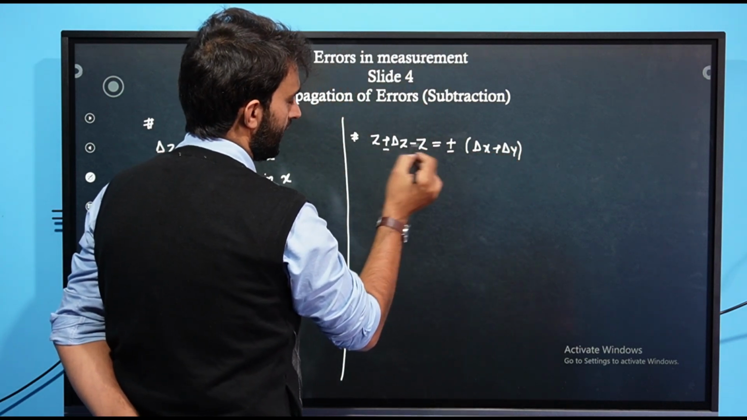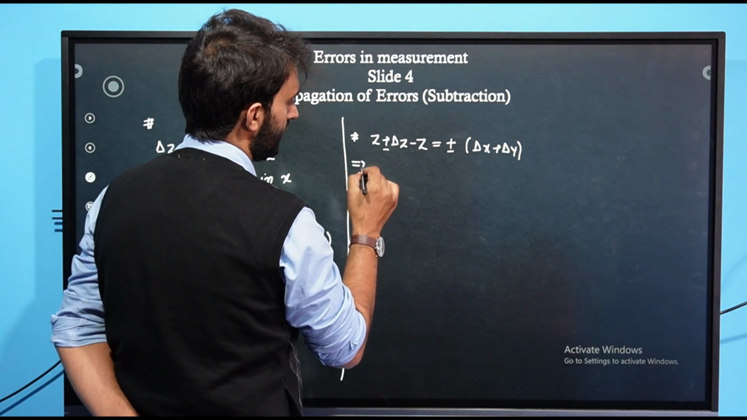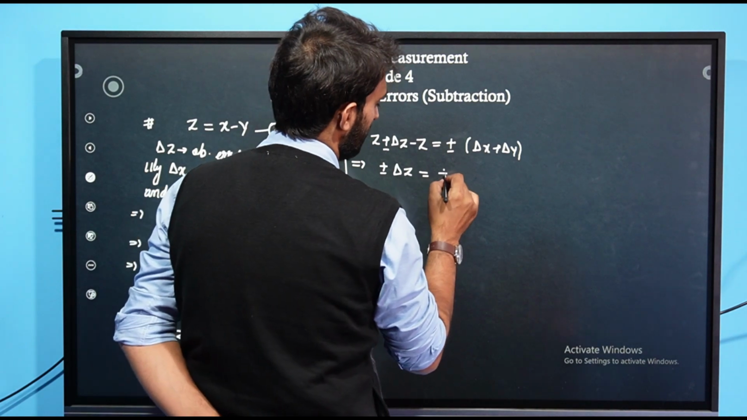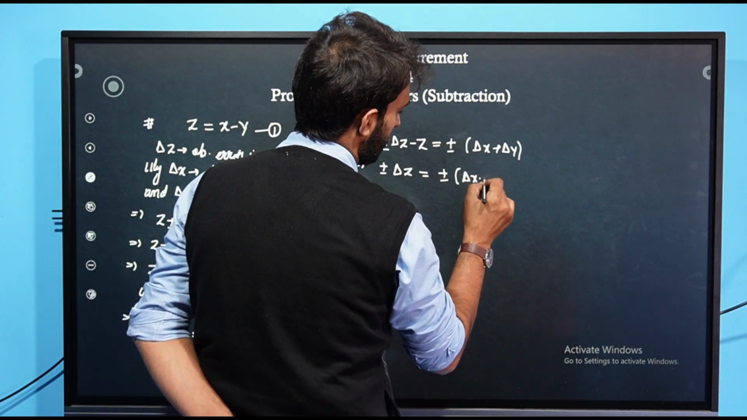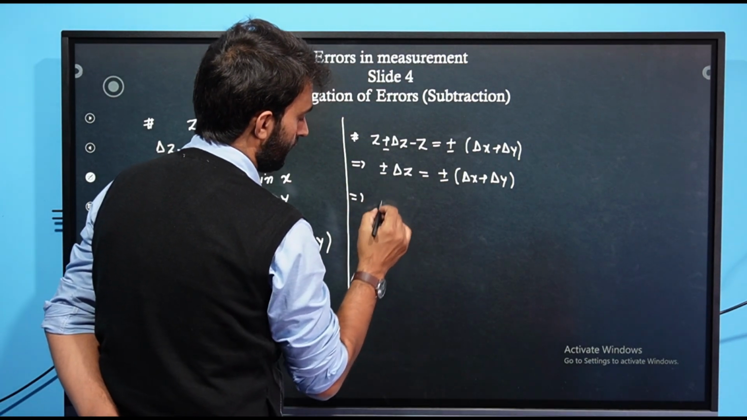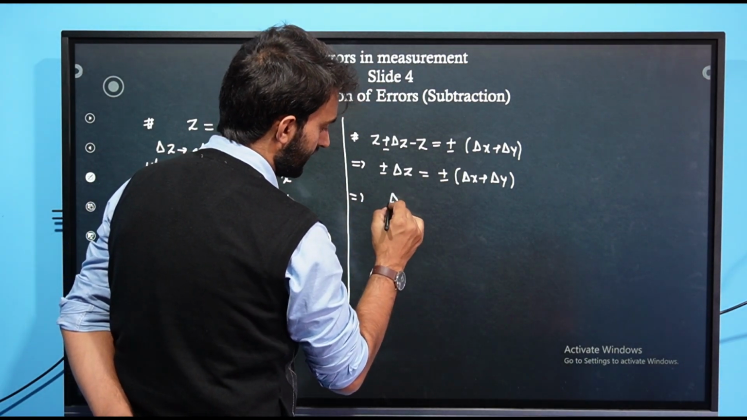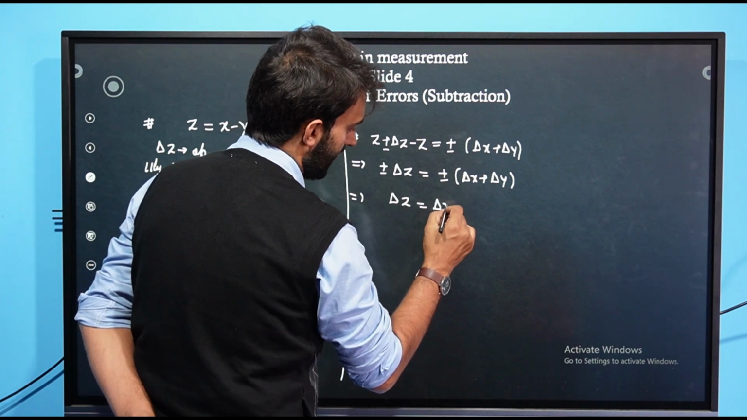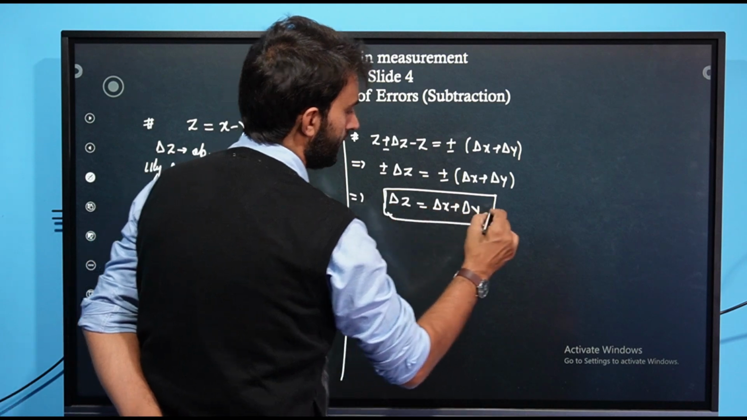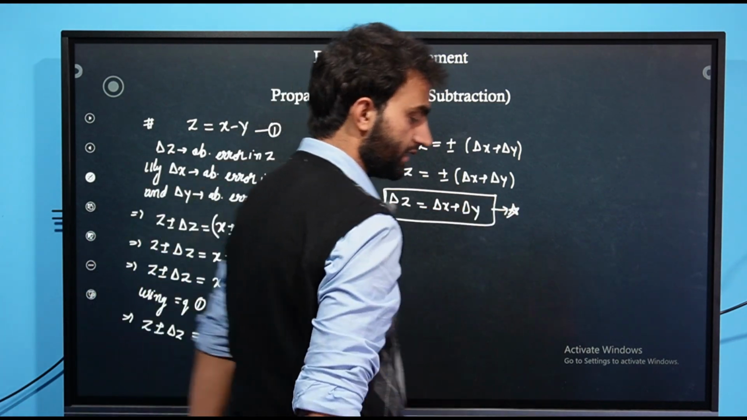Now this z minus z is 0, so we can write it as plus minus delta z is equal to plus minus delta x plus delta y. So this means the absolute error in delta z is equal to delta x plus delta y. Now this is the point you should note it down, because this is a very important point.